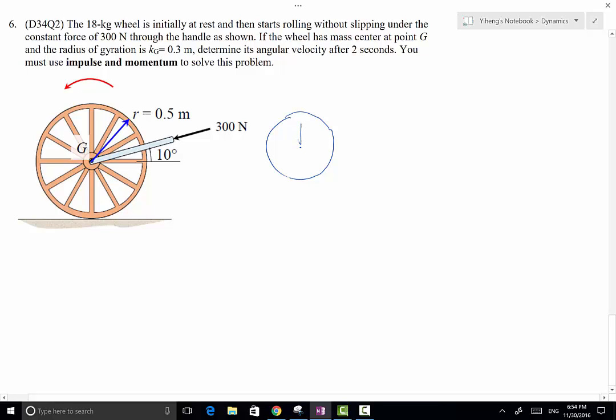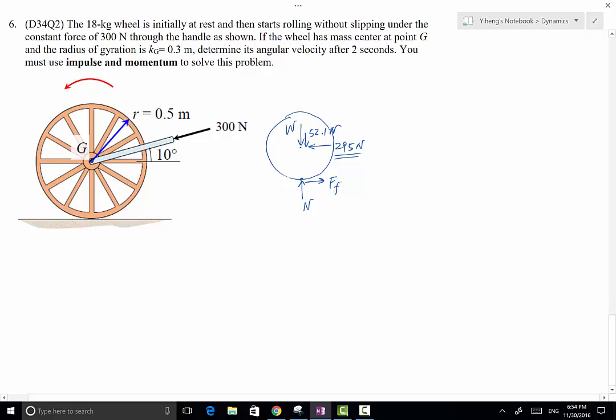It is subjected to its own weight force. The 300 Newton force has two components. The vertical one is 300 times sine 10 degrees, which is about 52.1 Newton. And also this horizontal force, that is 300 times cosine 10 degrees, 295 Newton. Also, we have the normal force right here. And because this force right here is pushing the wheel to move to the left, therefore the frictional force is in this direction, to the right.